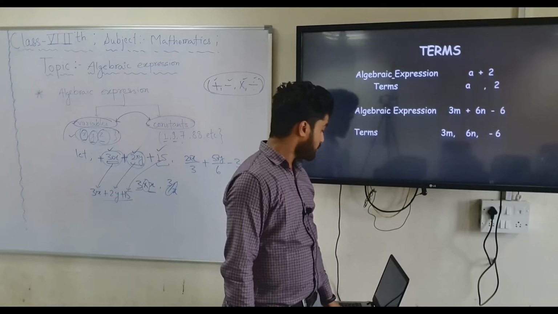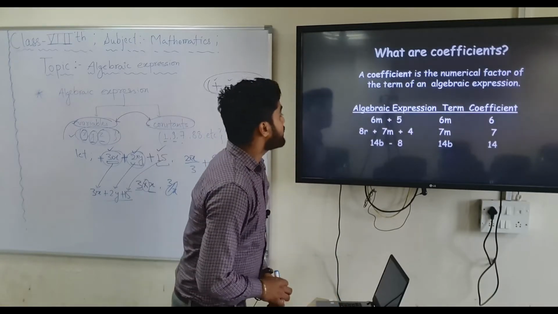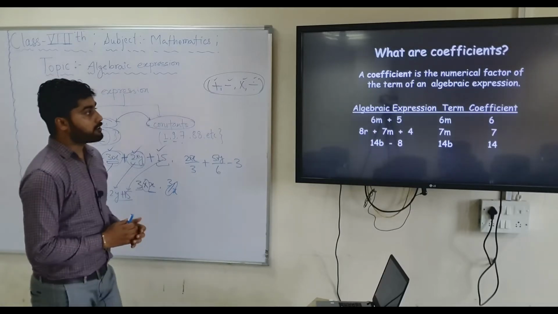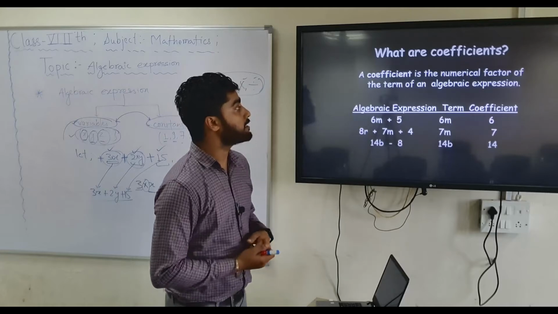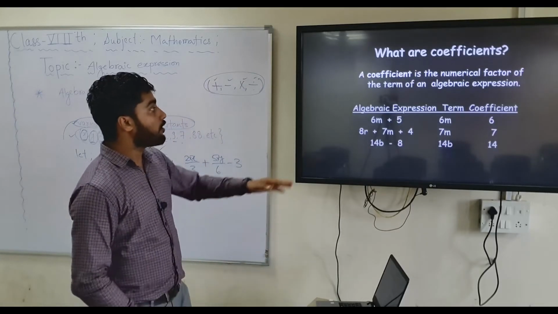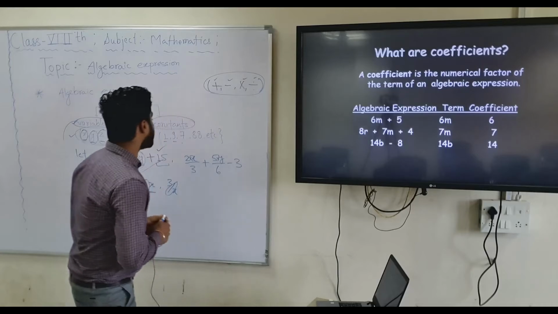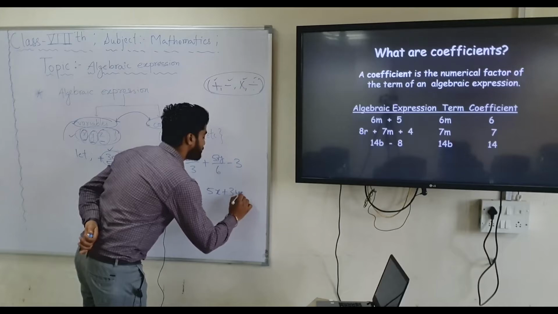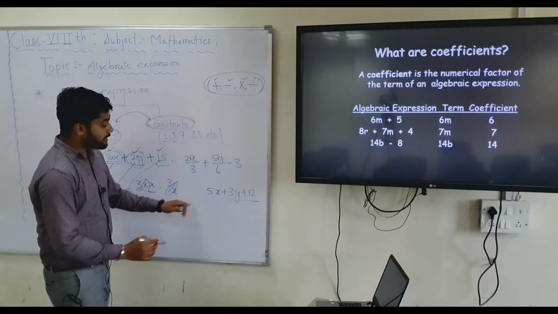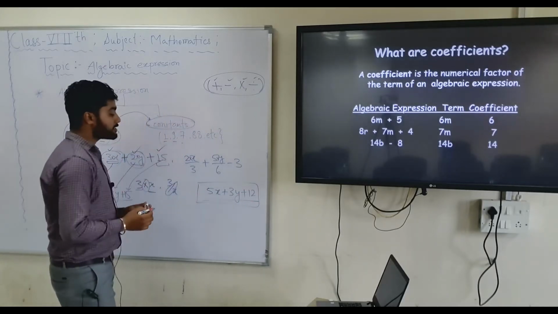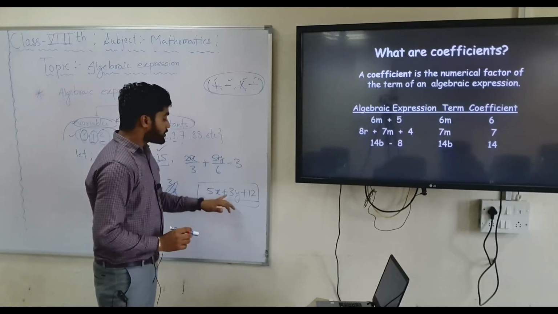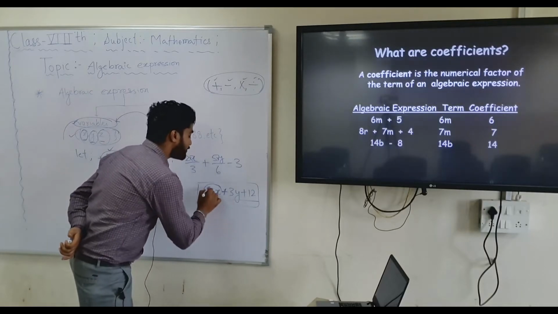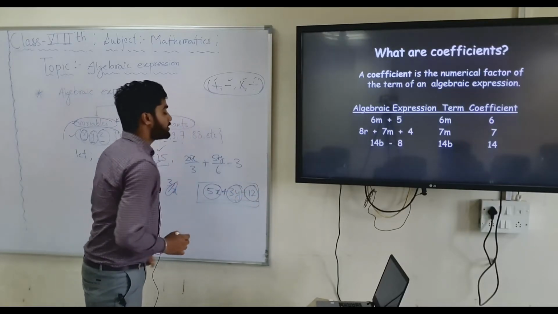Okay, so in the next slide, what is a coefficient? We will learn about the coefficient in an algebraic expression. A coefficient is a number or numerical factor of a term of an algebraic expression. Suppose we have 5x plus 3y plus 12. This is an algebraic expression, which means it has some constants, variables and terms. So the first term is 5x, the second term is 3y, and the third term is 12.